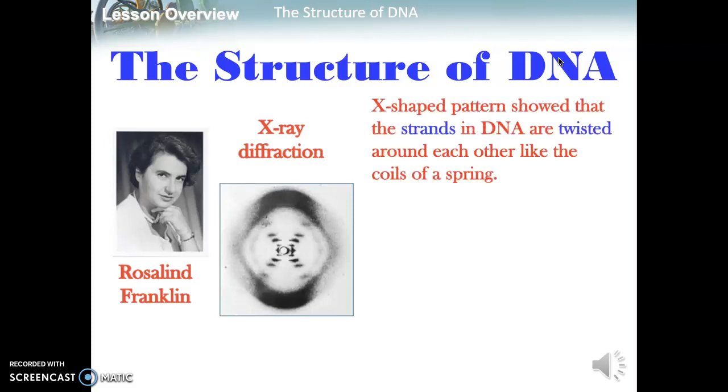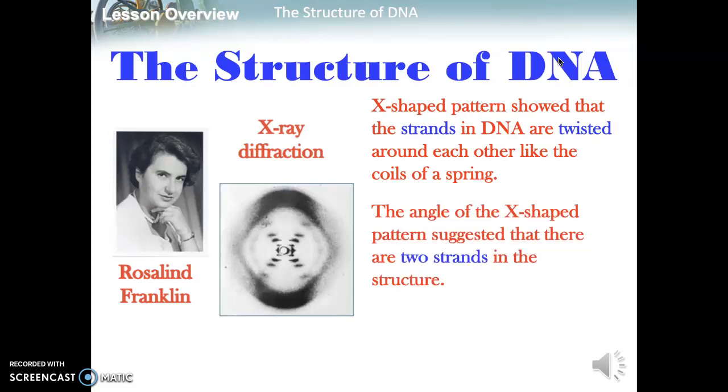Okay, the X-shaped pattern that you see in the middle shows that it is a twisted or spiral molecule. As you can see in that, and this is how we come up with the double helix concept. Okay, the angle of the X-shaped pattern suggests that there are 2 strands. So again, it is Rosalind Franklin's X-ray diffraction that allowed us to discover that it is a double helix.